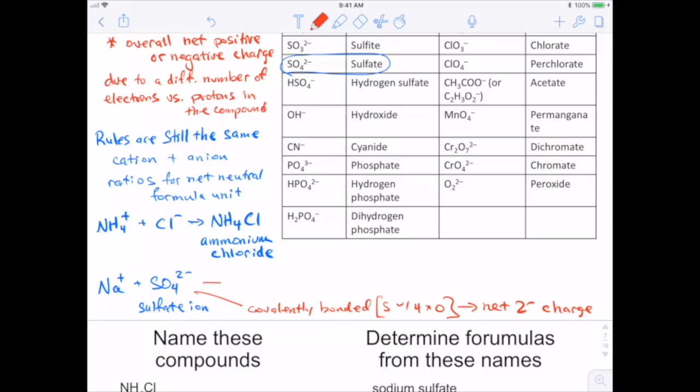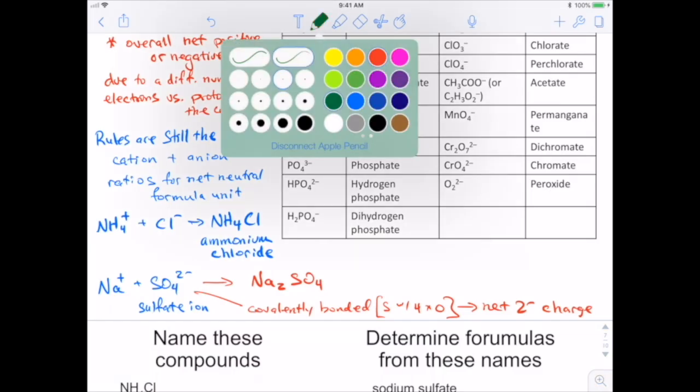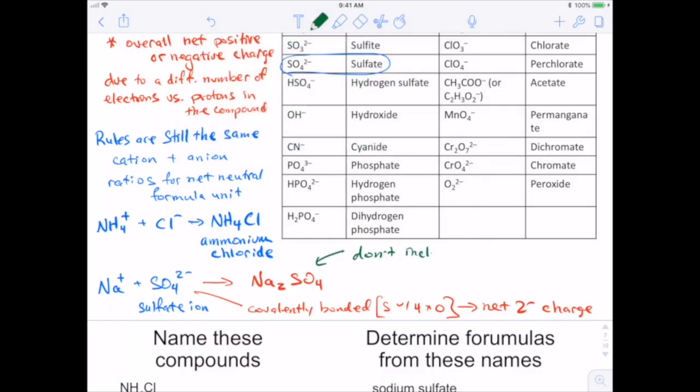So following the same rules that we did earlier, you need to mix these in ratios that give you net neutral. So that would give us Na2SO4, and you would write it this way. Once you write the compound, you don't include the charges. Let's make a note of that. You don't include the charges in the formula unit.